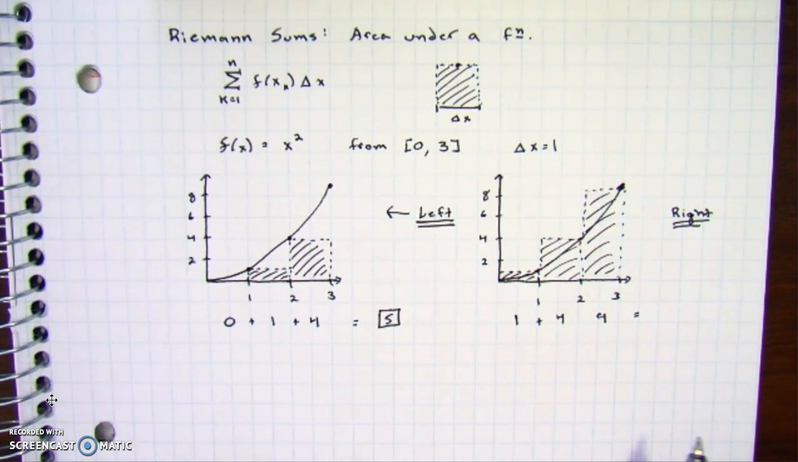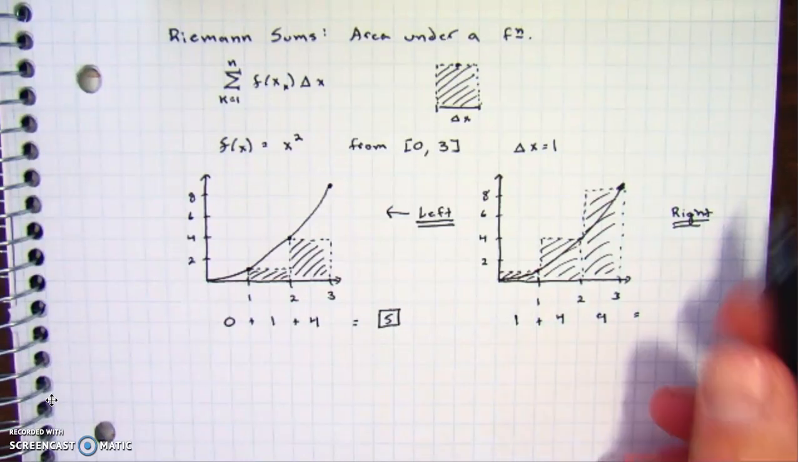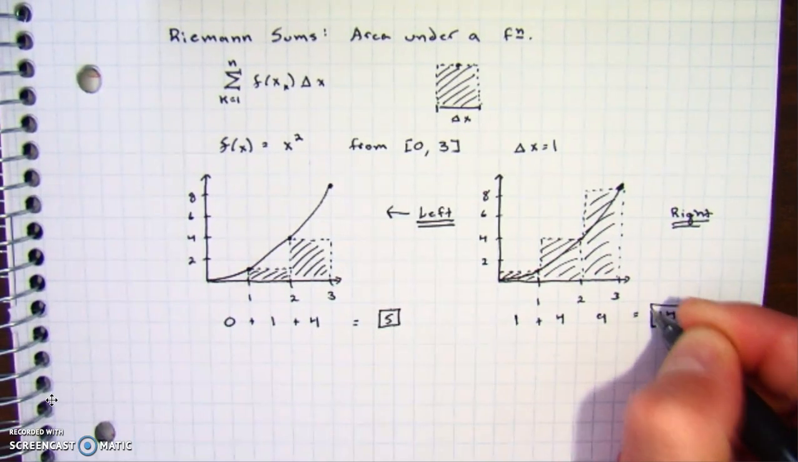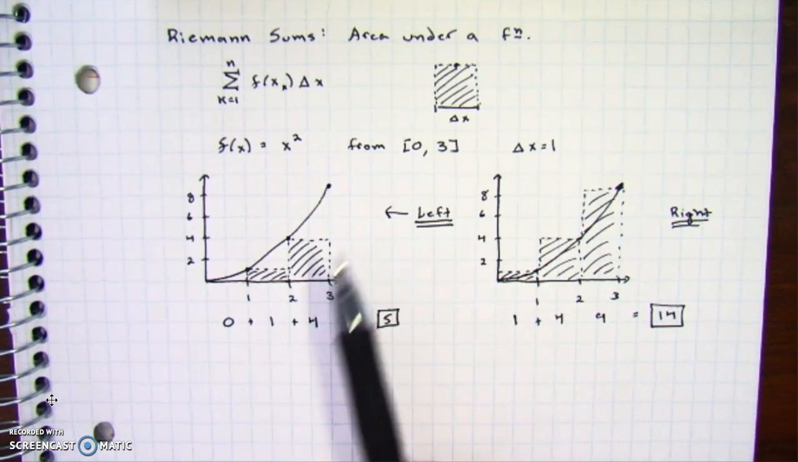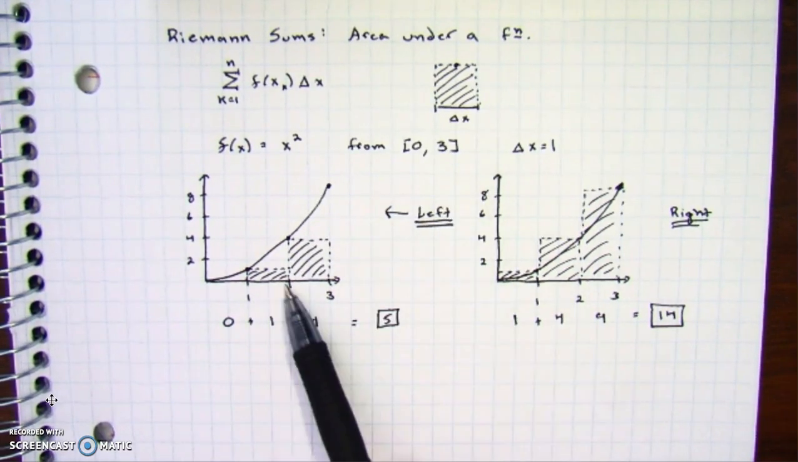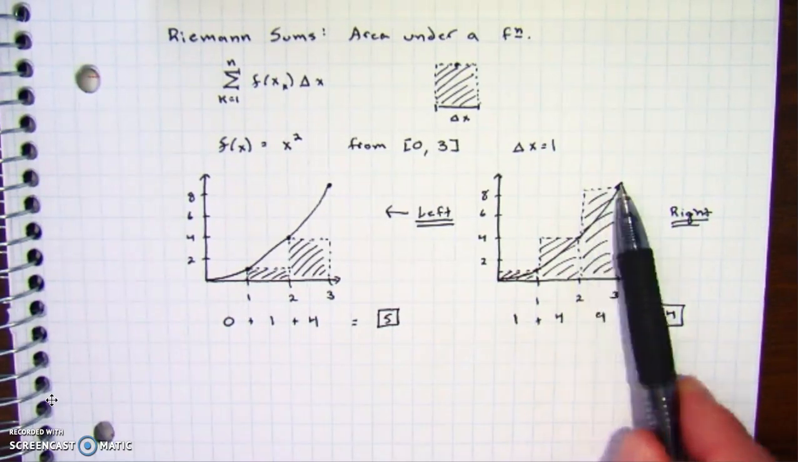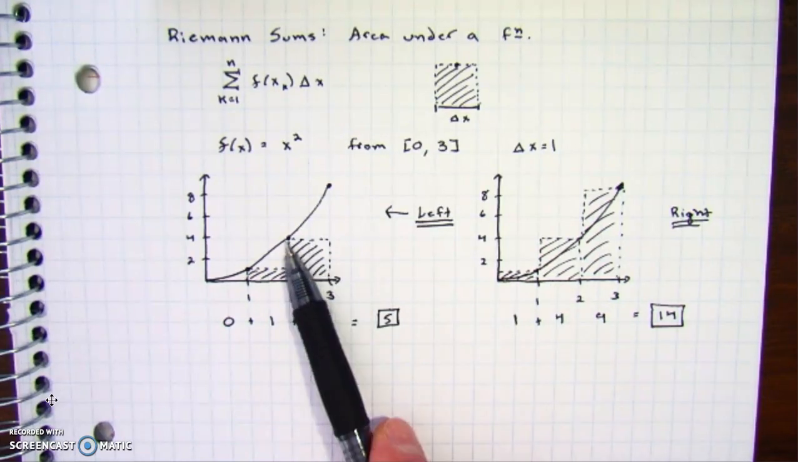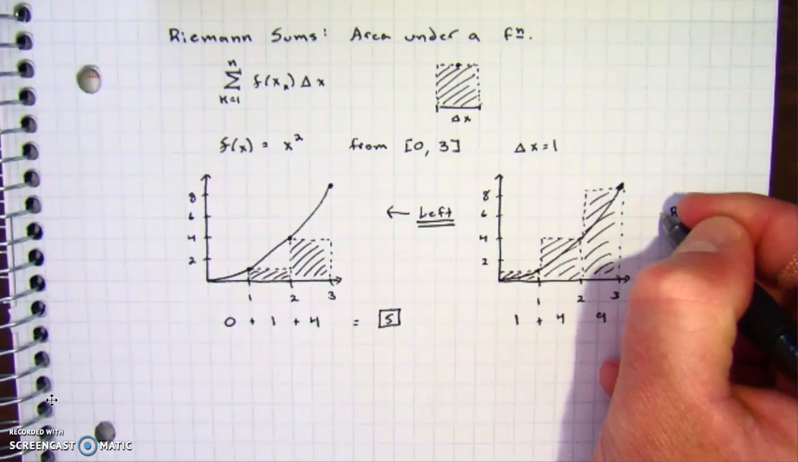So 1 plus 4 plus 9, that's 14. And so 14 is going to be this approximation. You notice the difference here between the right and the left, and we have a pretty big spacing for our delta x, but you notice these are mostly above the curve right here. So this is probably going to be an over approximation, where these ones are all below the curve. So this is probably going to be an under approximation. So that's the left and the right.